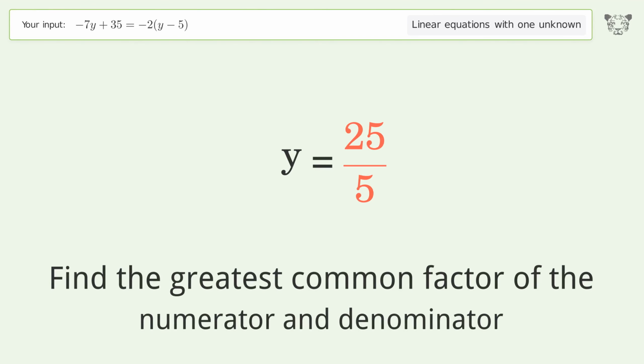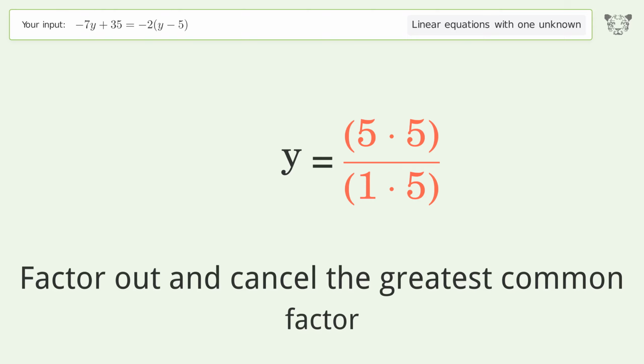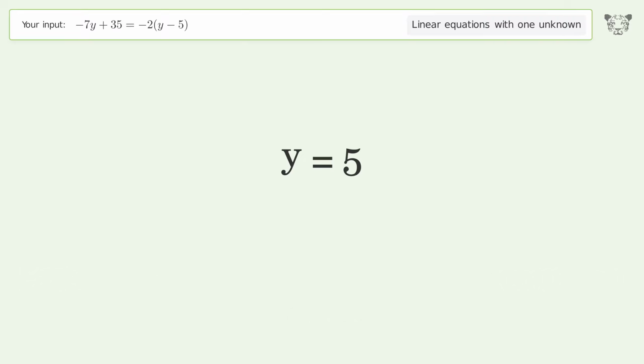Find the greatest common factor of the numerator and denominator. Factor out and cancel the greatest common factor. And so the final result is y=5.